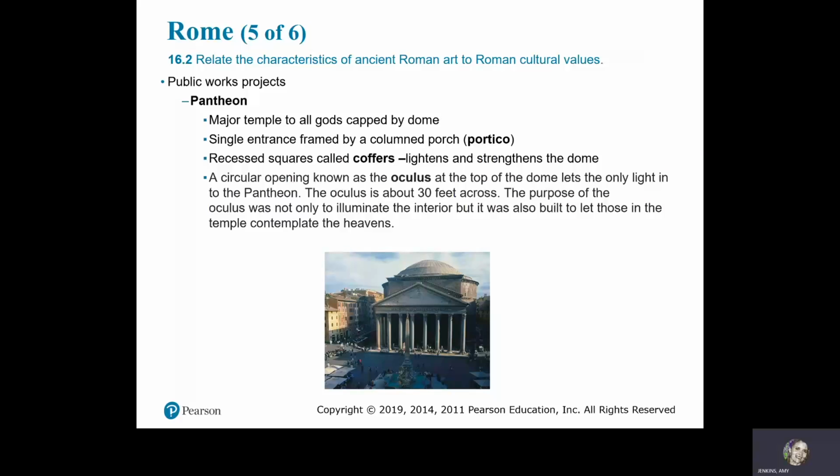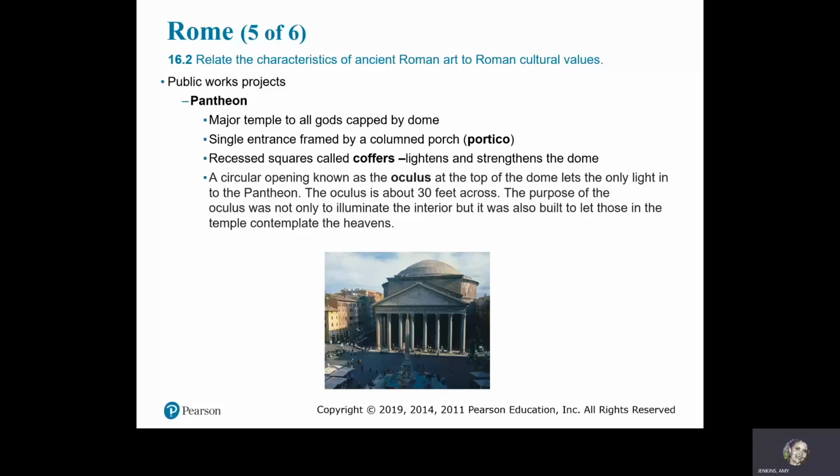Another public works project is the Pantheon. It's a major temple to all gods, capped by a dome. It has a single entrance framed by a columned porch. A columned porch is a portico. The dome has recessed squares called coffers, which lighten and strengthen it.